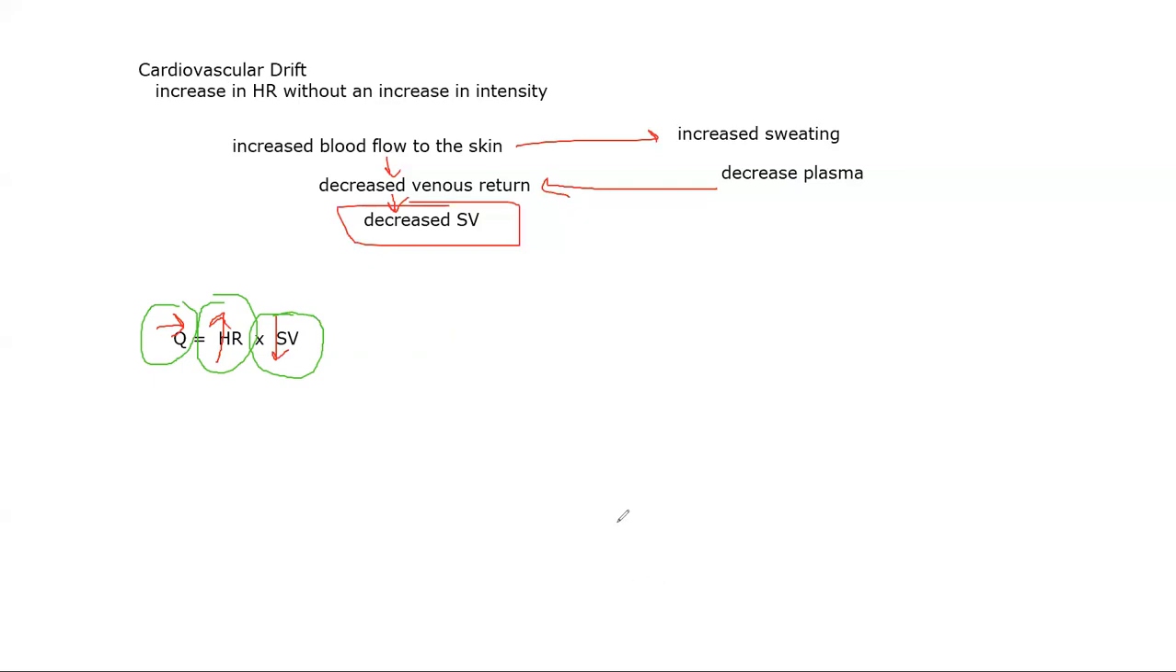This tends to occur in a hot environment because it's related to dehydration. Any questions on cardiovascular drift? Can you say that one more time? The whole thing? The whole thing.